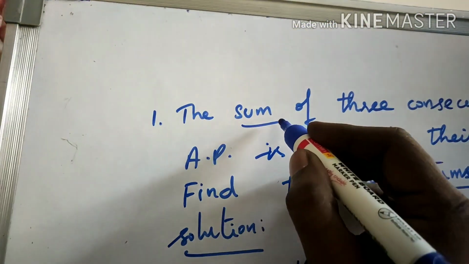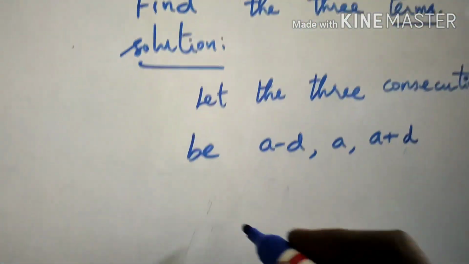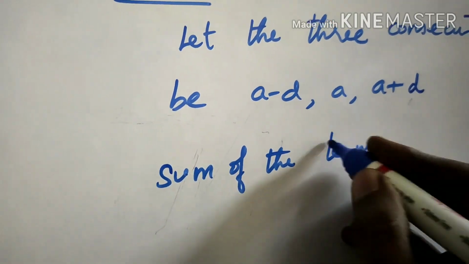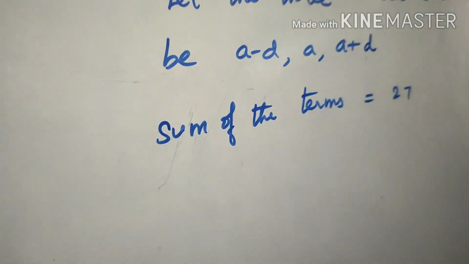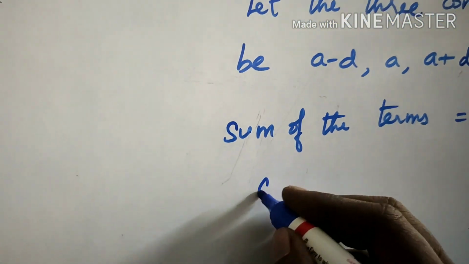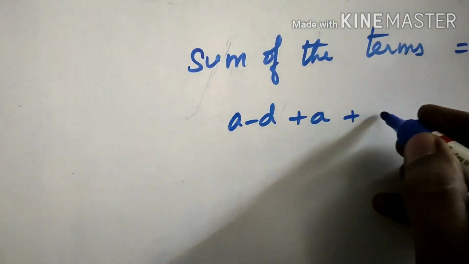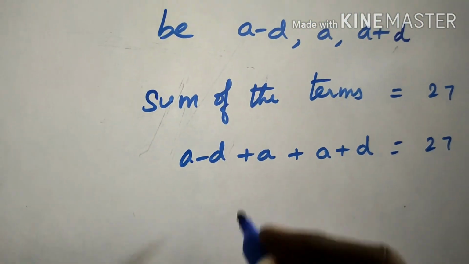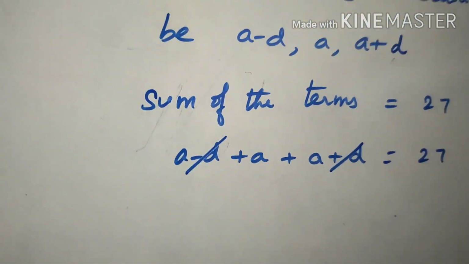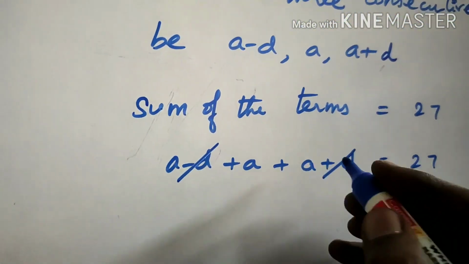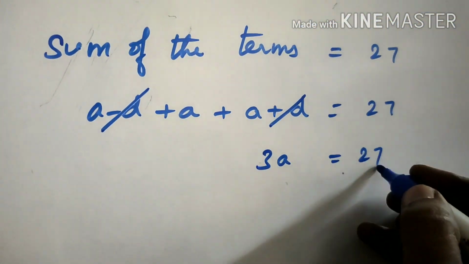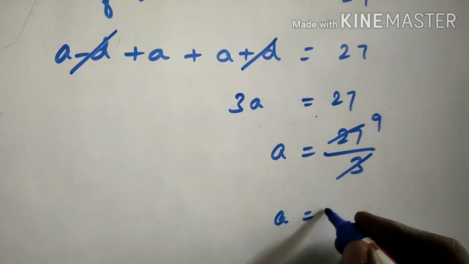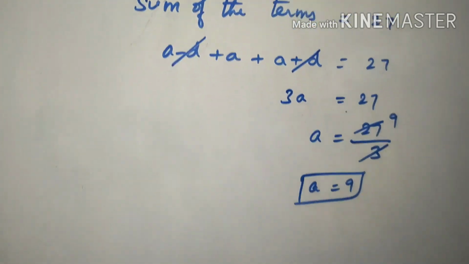What is the first condition? Sum of the 3 consecutive terms is 27. So sum of the terms equal to 27. Sum means you have to add all the 3 terms. A minus D plus A plus A plus D equal to 27. So minus D and plus D get cancelled. A plus A plus A, 3A equal to 27. So A equal to 27 by 3. If you cancel, you get 9. So the first term is 9.